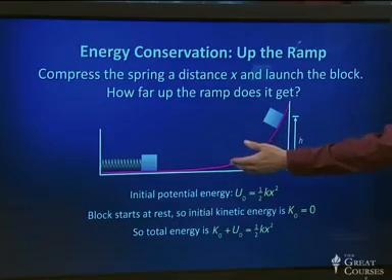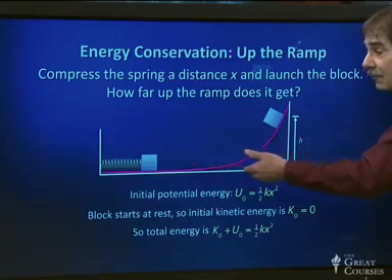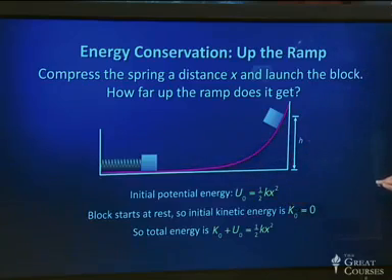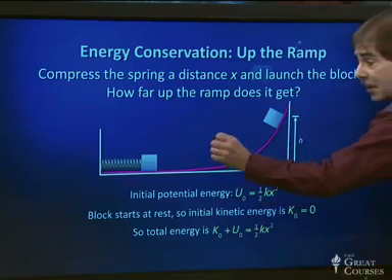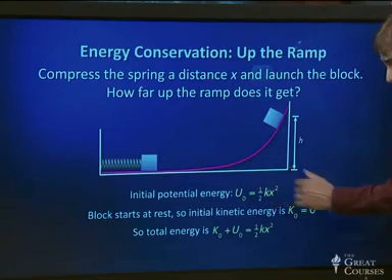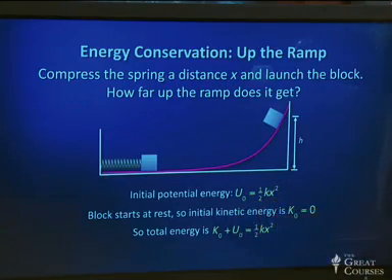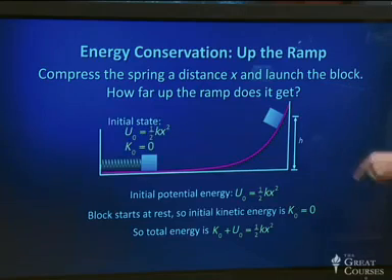I should mention I'm doing what I did last time and taking the 0 of gravitational potential energy at the bottom. So it doesn't have any gravitational potential energy at the start, but it does have spring potential energy, a half kx squared. So that is the initial total energy, and the total energy stays the same all the time, so that's the total energy at any other time, including when it's up there. Well, what's going on when it's up there? Initial state, U naught, a half kx squared, K naught, 0.